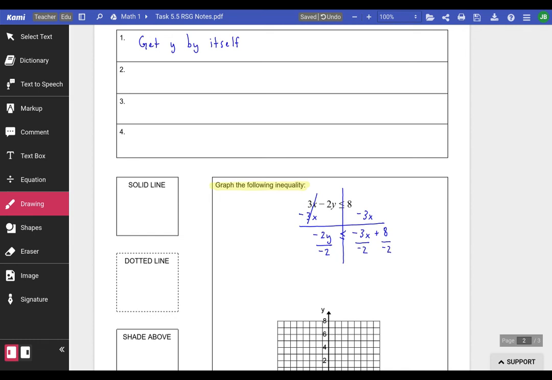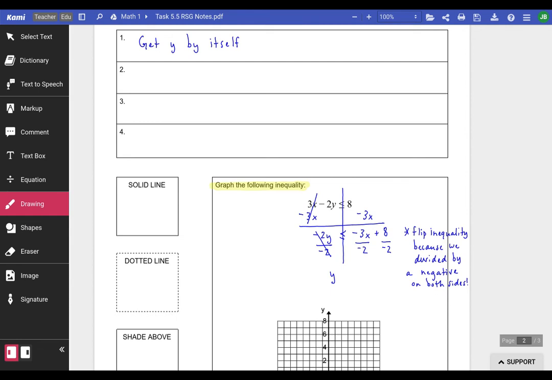And now here's where we have to be careful. This is going to cancel. But now because I divided by a negative, I need to flip the inequality symbol. So I'm going to make a note that we need to flip the inequality because we divided by a negative. And the key here is we divided by a negative on both sides.